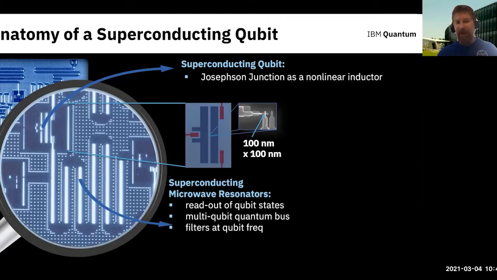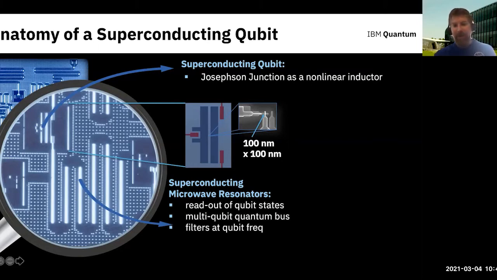They act as filters at the qubit frequency because the frequency of these resonators is detuned from that of the qubits, which means it suppresses spontaneous radiation. And then they also couple the qubits so that we can perform operations to entangle them. And we'll go through some of those later as well.